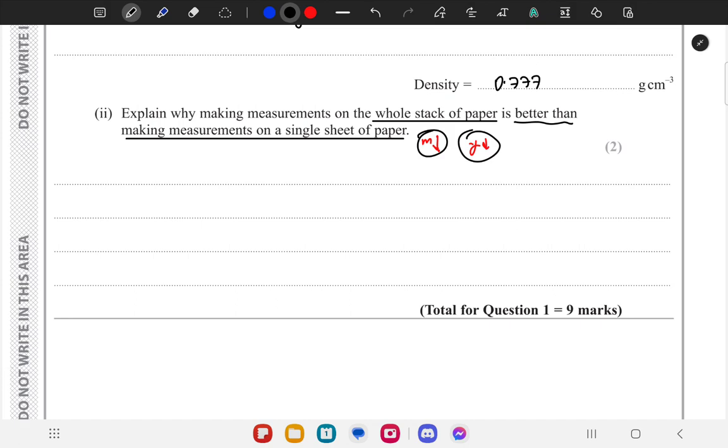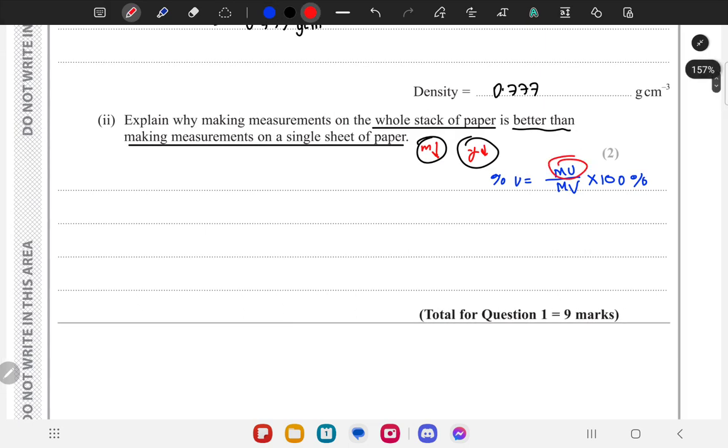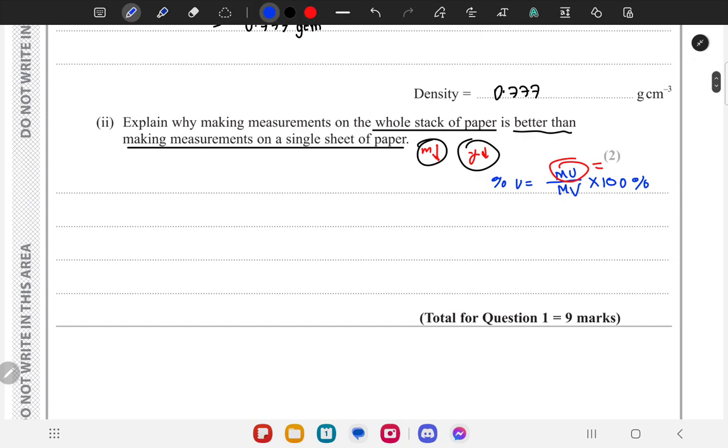So the percentage uncertainty, which is measurement uncertainty by measured value into 100%, the measurement uncertainty is still the same. However, if we measure only one sheet of paper, the measured value will decrease. So the percentage uncertainty will increase. If percentage uncertainty increases, the results of our experiment become less credible. So we'll write for a single sheet of paper.